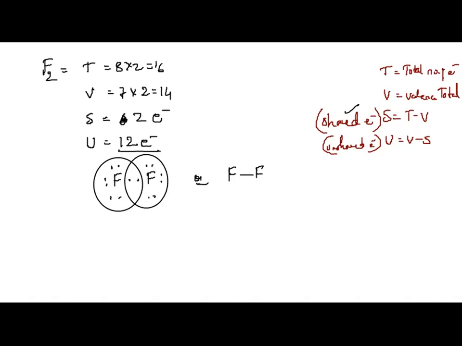Has it completed the octet? Can you see here? 2, 4, 6, and 8. Yes. So this is how we write the Lewis structure. Or you can show a bond for shared electrons. And these are unshared electrons.